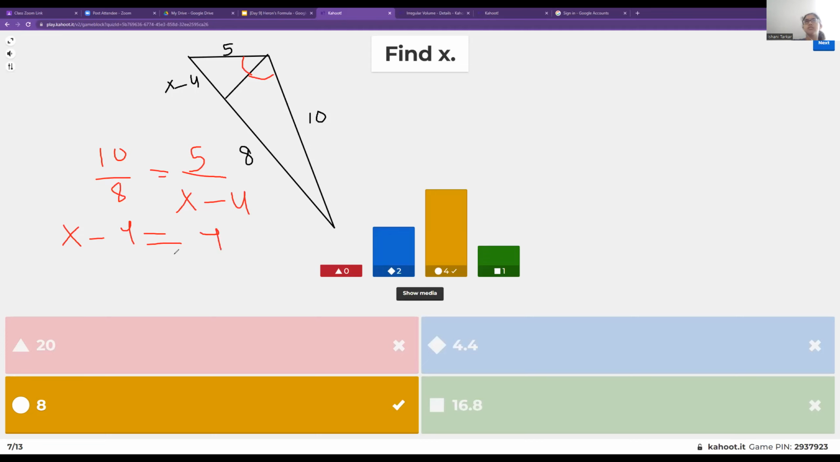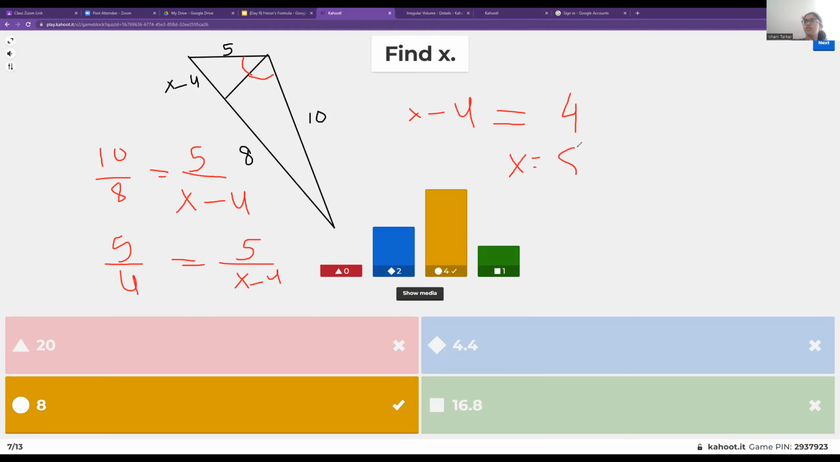So you can, well, first, okay, wait. So we'd simplify 10 eighths first to get 5 fourths, and then it equals 5 over x minus 4. And then we would multiply both sides by x minus 4 and divide by 5 fourths to get x minus 4 is equal to 4. And then we'd add 4 to both sides and get x equals 8. So a lot of you put 4.4. I'm assuming that was a guess. But yeah, most of you got it correct. So good job.